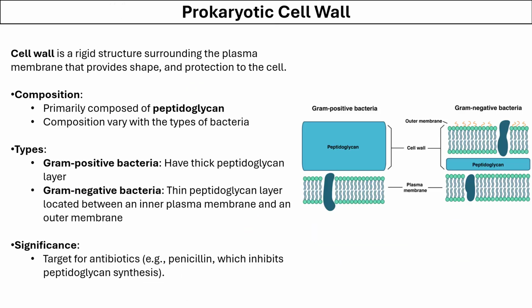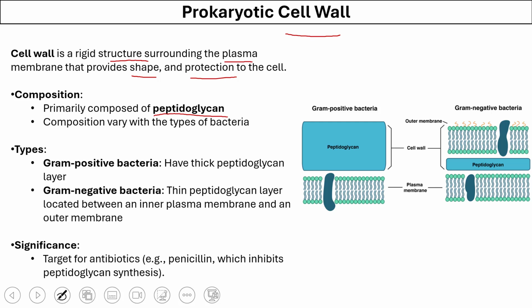The bacterial cell wall or the prokaryotic cell wall is the rigid structure present outside of the plasma membrane in the bacteria, which provides shape and protection to the bacterial cell. Unlike the plant cell wall, which is made up of cellulose, the bacterial cell wall is made up of peptidoglycan.